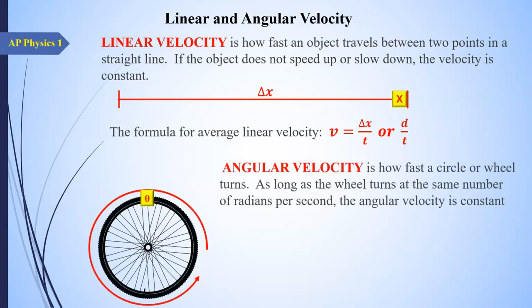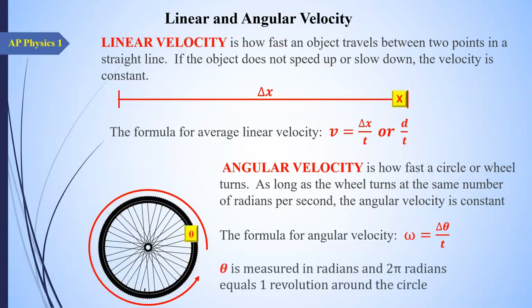Angular velocity is how fast a circle or wheel turns. As long as the wheel turns at the same number of radians per second, the angular velocity is constant. The formula for angular velocity is omega, the Greek letter omega, equals change in theta, that's the change in angle, over time. Theta is measured in radians, and so you just have to remember that 2 pi radians equals 1 revolution around the circle.